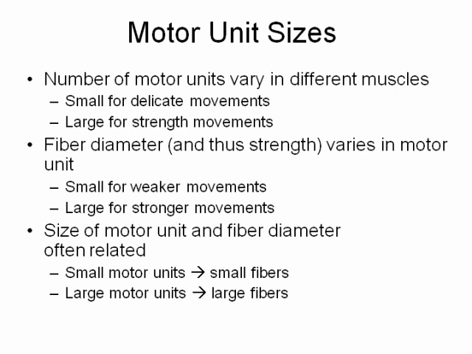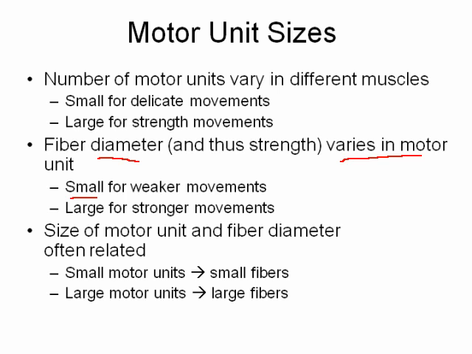Let's take a look at the motor unit size. The number of motor units varies in different muscles. Small muscles that we use for delicate movements have small motor units. That is, a motor neuron that innervates only a small number of motor fibers. Large muscles generally have large motor units which activate many, many motor fibers and therefore produce an enormous amount of strength.